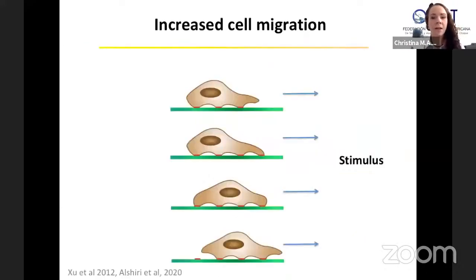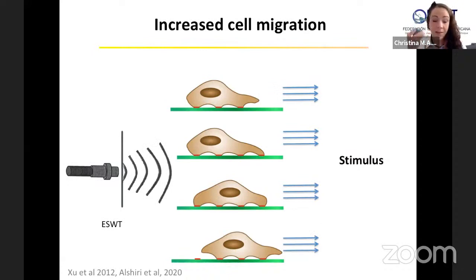What we also found was that an important characteristic of cells is the ability to migrate towards a stimulus. It has been shown that extracorporeal shockwave treatment can stimulate cells to migrate faster and more directed to a certain stimulus. The stimulus can be cytokines, the stimulus can be the shockwave itself, the stimulus can be an injury.